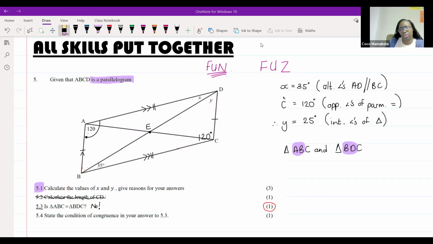And then it says, state the condition of congruence in your answer 5.3. Okay, so they're saying it is congruent. I want them to show me how, if they've mapped out the triangles so badly. Let me see. AB should be equal to CD and not BD. Okay, so they've definitely mapped them out wrong here. So if we were to give congruence, we would have to say triangle CDB. We should do it this way, CDB. That's the triangle.